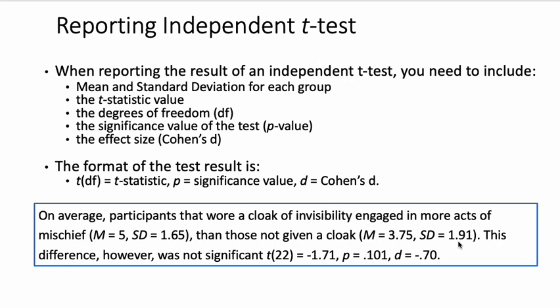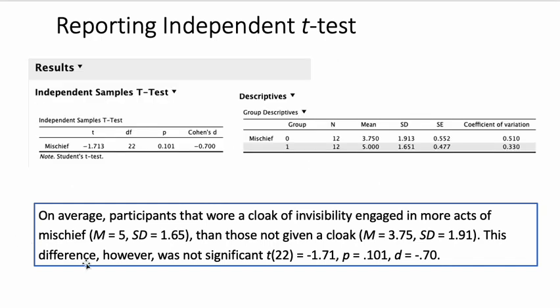And then you talk about the significance of the test, and then you present the format of the test results. So this difference, however, was not significant, and then there is the test results. This is a standard way to write the test results, and it's written in the same way anytime you are reporting an independent t-test. So I'll show you where all that information is coming from.